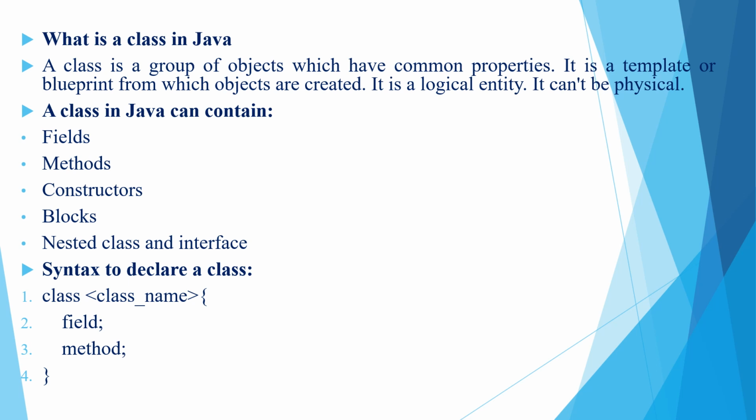Now, what is a class in Java? A class is a group of objects which has common properties, though it does not occupy any memory. And a class is not a real world entity. It's just a template or a blueprint, or I could say a model or prototype, from which the objects are created. A class in Java can contain fields, methods.